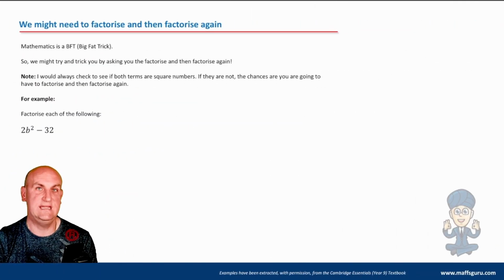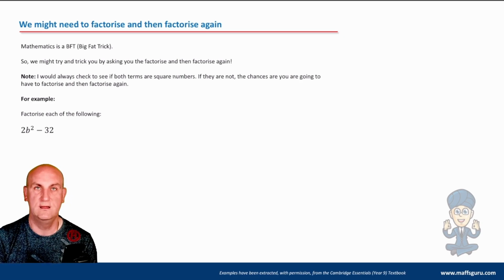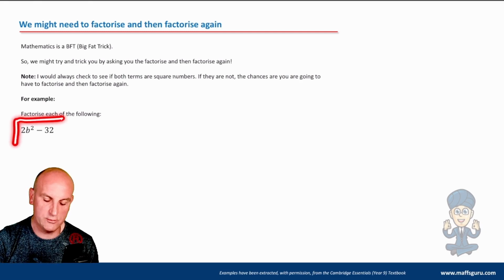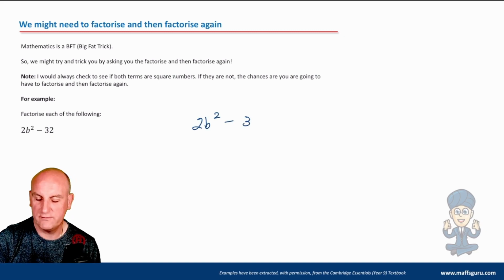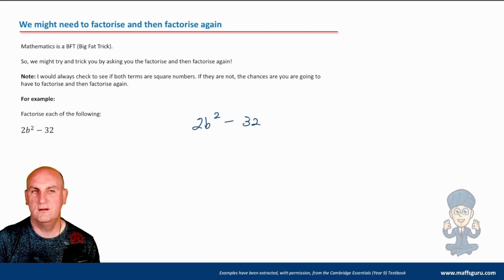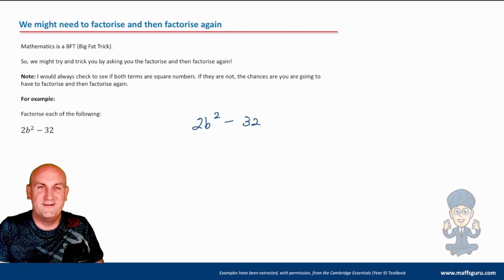Now, what I'm trying to say here is that we can employ silly little tricks by asking you to factorize and then factorize again. So here is a perfect example. Sometimes you're going to have to factorize again. If we look at this example here, 2b squared minus 32. Well, 2 isn't a square number. 32 isn't a square number. But I've got something squared minus a number. It's too obvious.